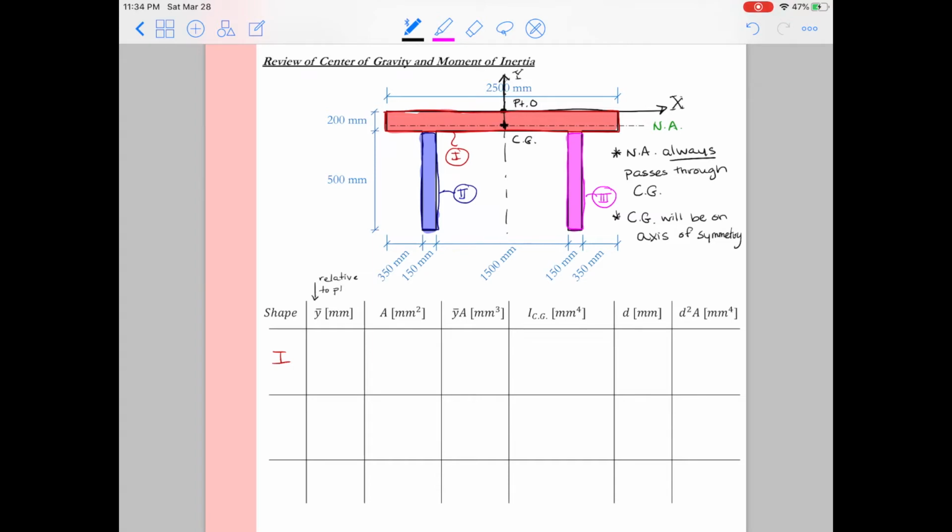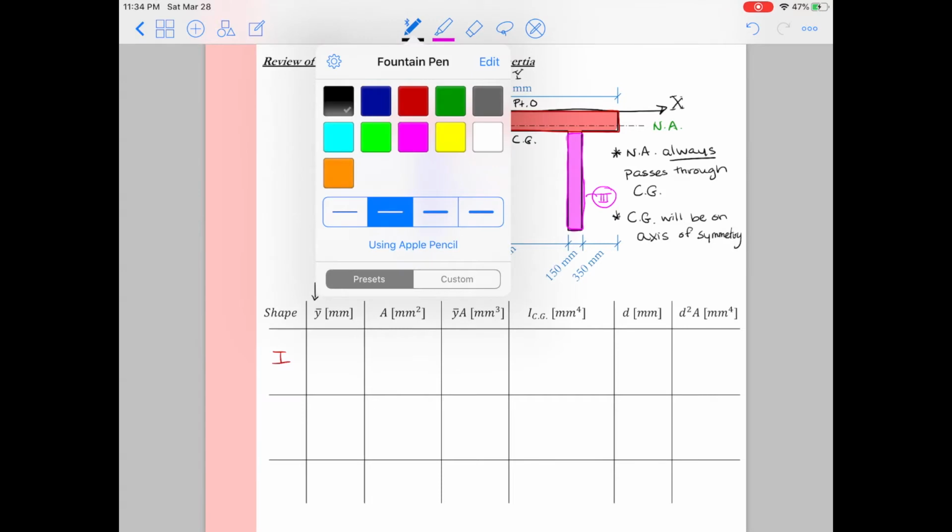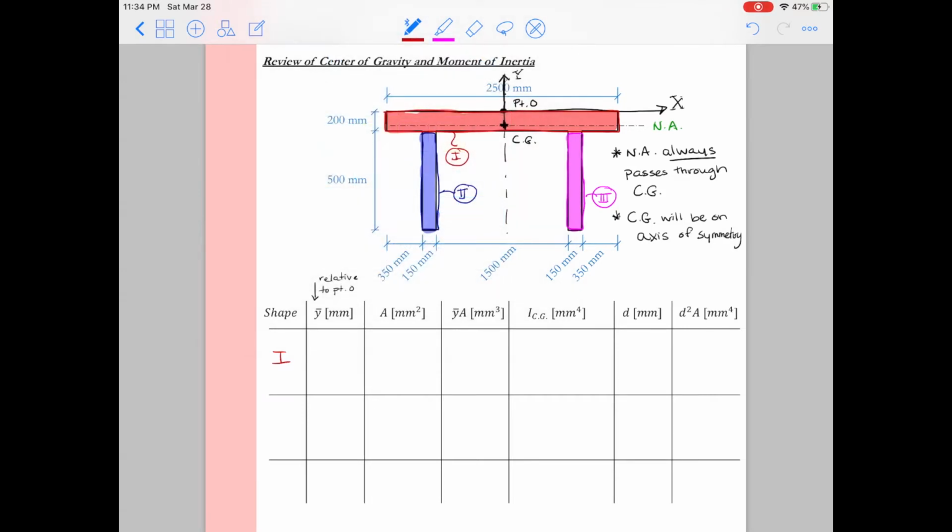So I'm going to look at shape 1, that's the red shape. And I want to get the distance to the center of gravity of the red shape relative to point O, or my origin. So on my figure, I'm going to sketch the center of gravity for the shape in red. Now we can pretty easily identify the center of gravity for a rectangle. Most everyone, hopefully listening, knows it's halfway up the height of the rectangle and halfway across the width of the rectangle. So that's the center of gravity. Relative to point O, it's 100 millimeters down, and you can see in my XY axis that is negative 100.